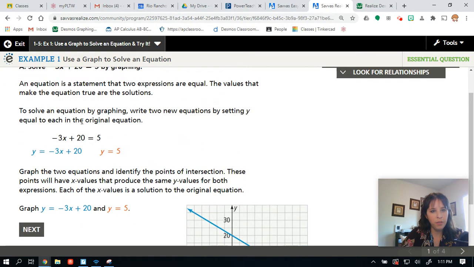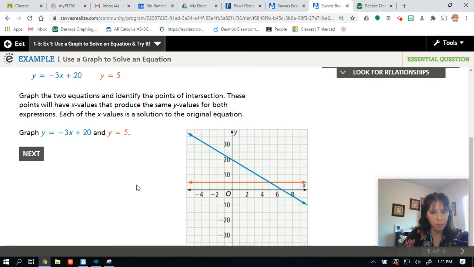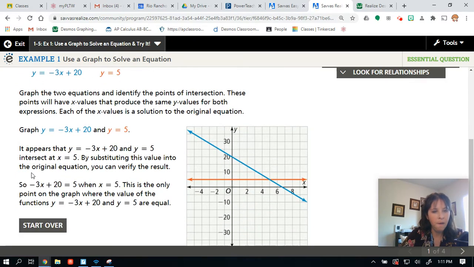So again, they're graphing. They broke it out into two different equations. They graphed both the equations, just like I did. And it appears that y equals negative 3x plus 20 at y equals 5. They both intersect each other, not the x or y axis. They both intersect at x equals 5. By substituting the value into the original equation, you can verify the results. So we would say that negative 3x plus 20 equals 5 when x is equal to 5.